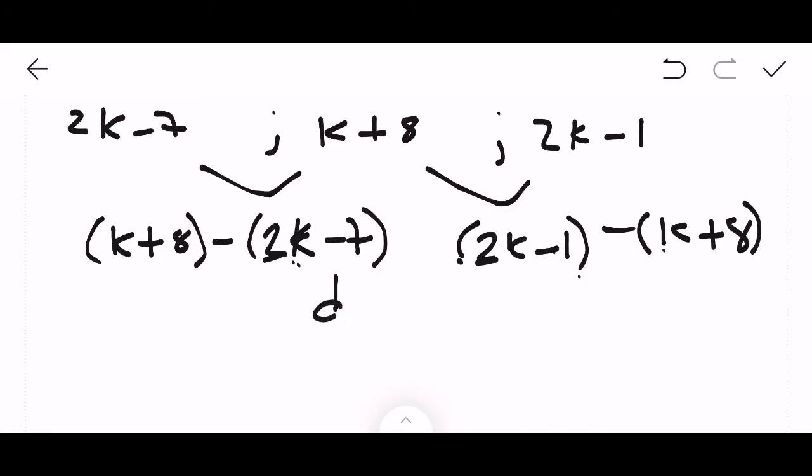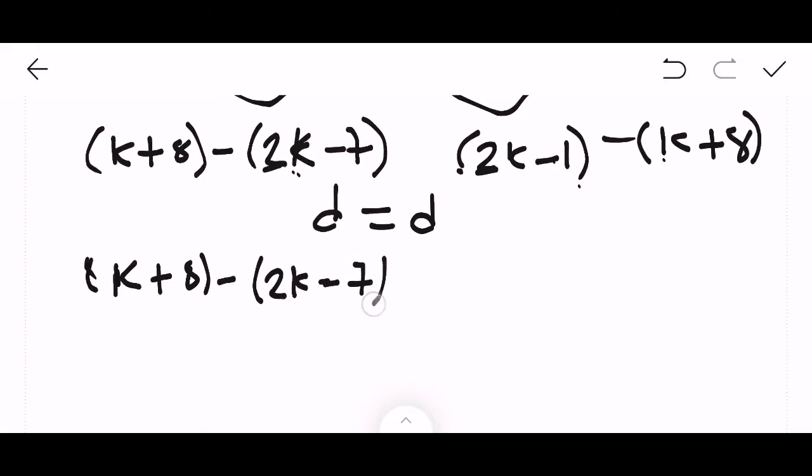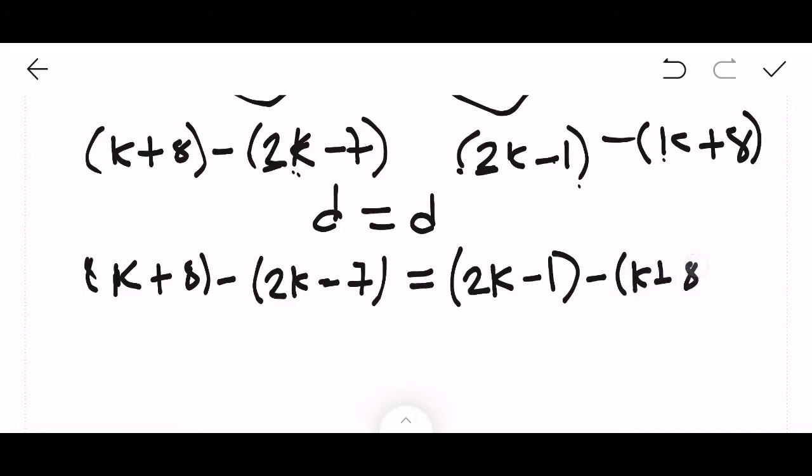which is denoted as d, is equal to another common difference d. So we can now take k plus 8 minus 2k minus 7 equals 2k minus 1 minus k plus 8.